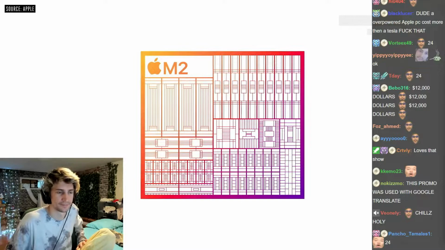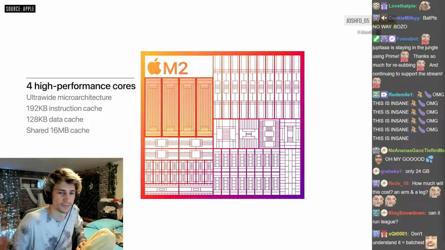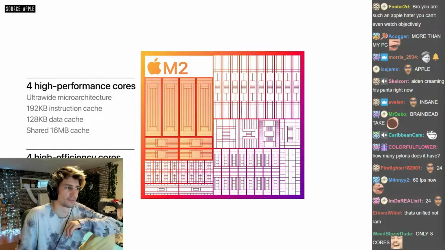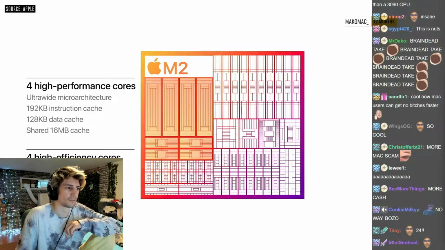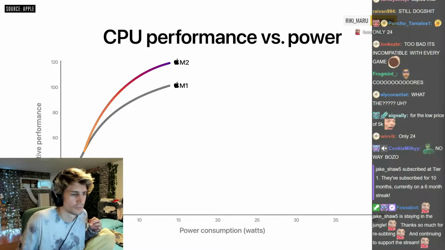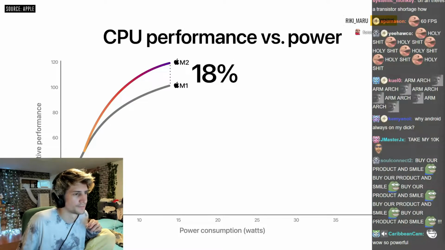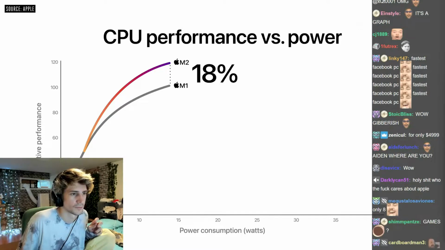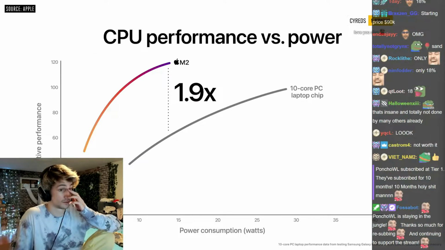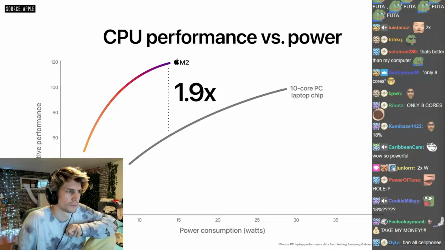That's insane. The performance cores are faster and feature larger cache, and the efficiency cores have been significantly enhanced for even greater performance gains. When we look at the multi-core CPU performance of M2 compared to M1, it delivers 18% greater performance. And compared to the latest 10-core PC laptop chip, the CPU in M2 delivers nearly 2 times faster performance at the same power level.